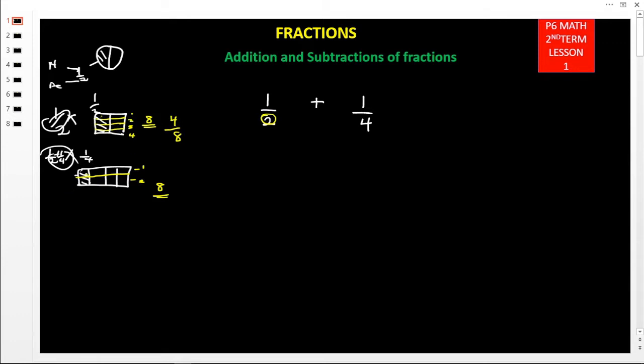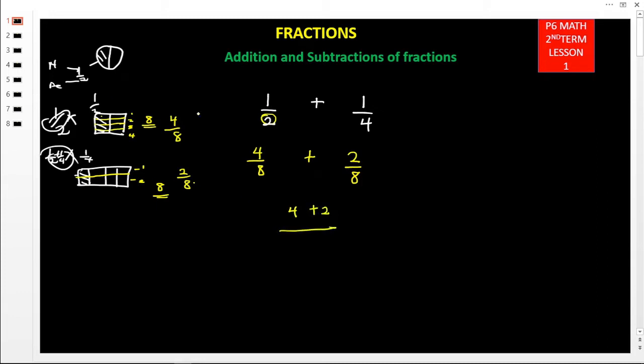Then when we come to this one, the shaded parts, we have 1, 2. So this one has 2 out of 8. Then this half, when we make it equal, is giving us 4 out of 8. Then plus this one here, 2 out of 8. Meaning that now these things are equal. Out of 8, this one is giving us 4 parts, then out of 8, this one is giving us 2 parts.